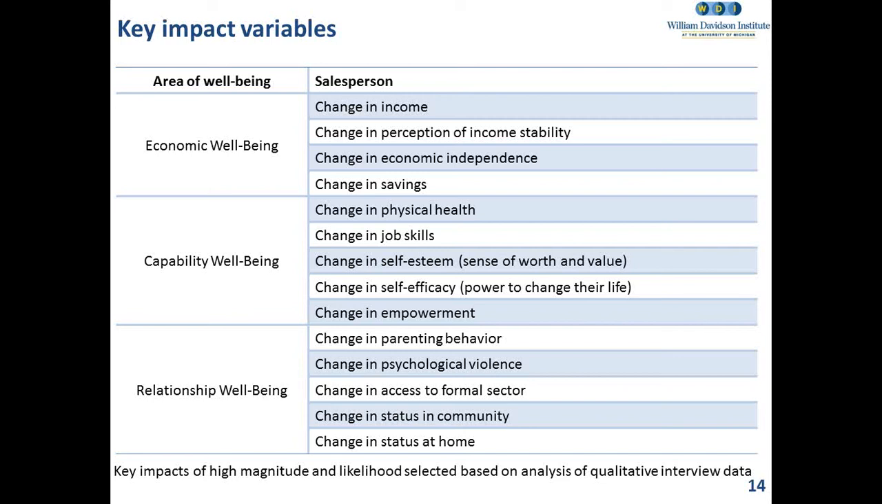It also includes expected changes resulting from the types of training salespeople receive. For example, trainings on communication, such as learning how to better talk with your partner and children, could result in changes in parenting behavior, or psychological violence, and or empowerment.